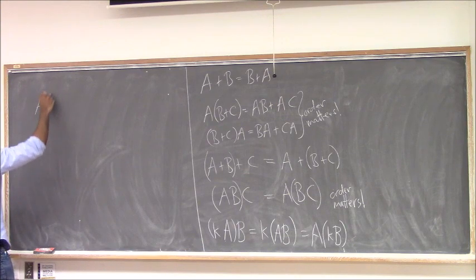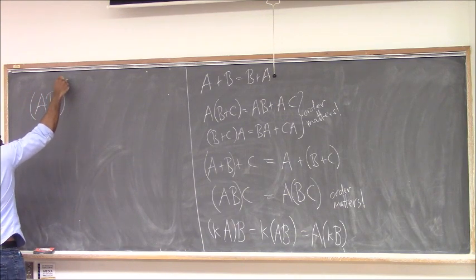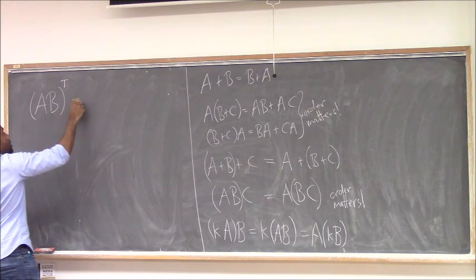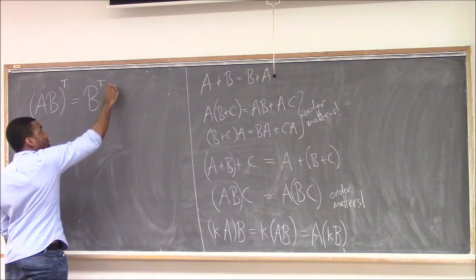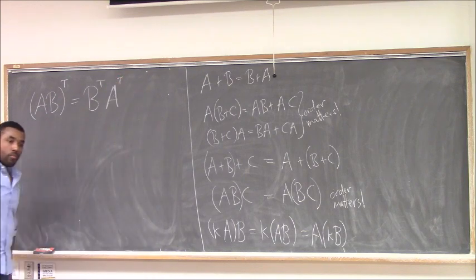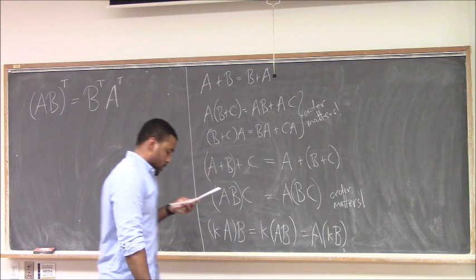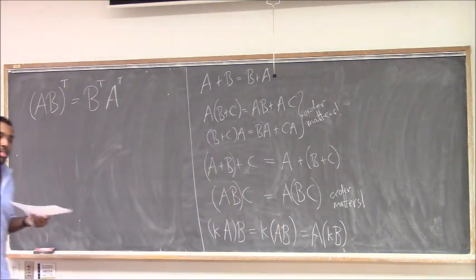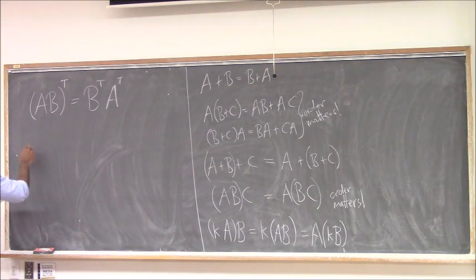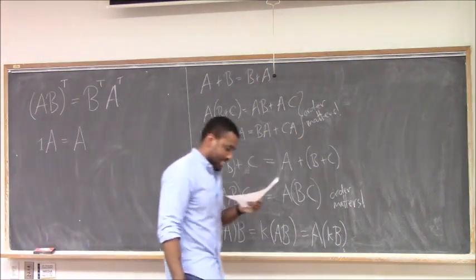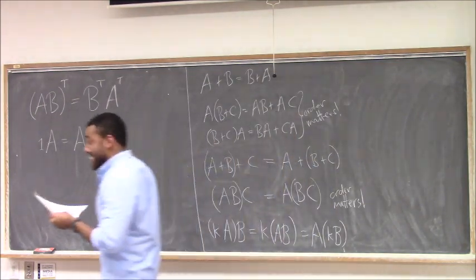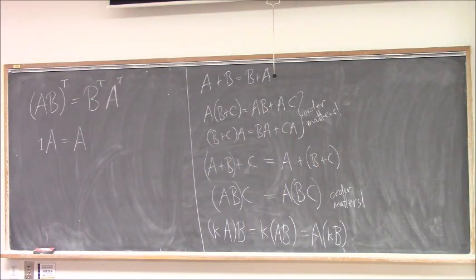If I'm multiplying 2 matrices and I'm taking the transpose of the result, the result is the product of the transposes in the reverse order. We call that the shoes and socks law, but I'll tell you why we call it that later on. Might seem crazy to you, but 1 times A equals A. Just so we're clear. Yes, there are times when this is not true. In this class, it's true.